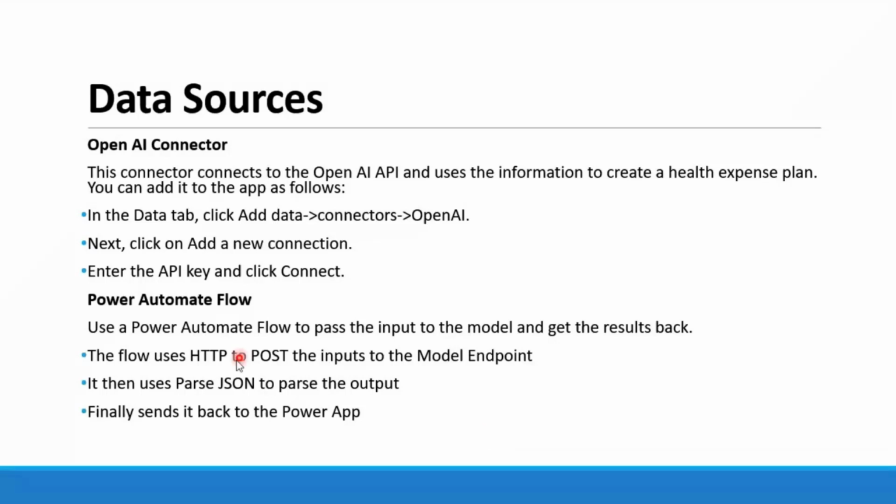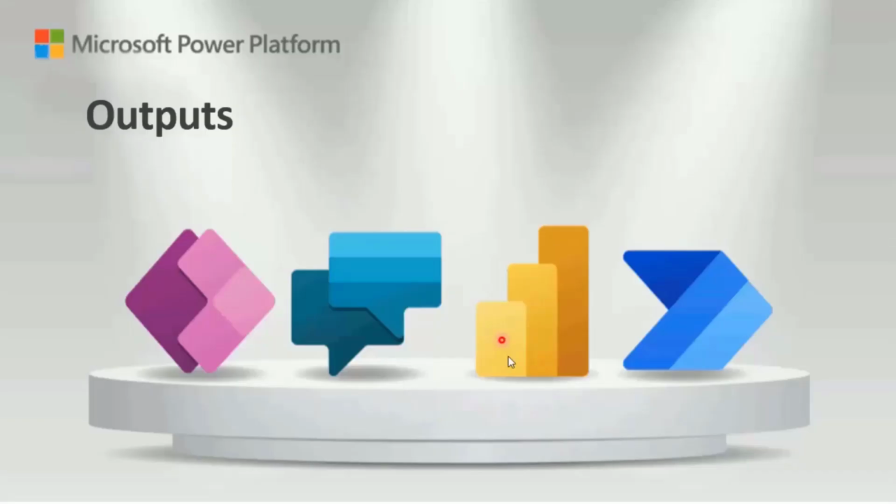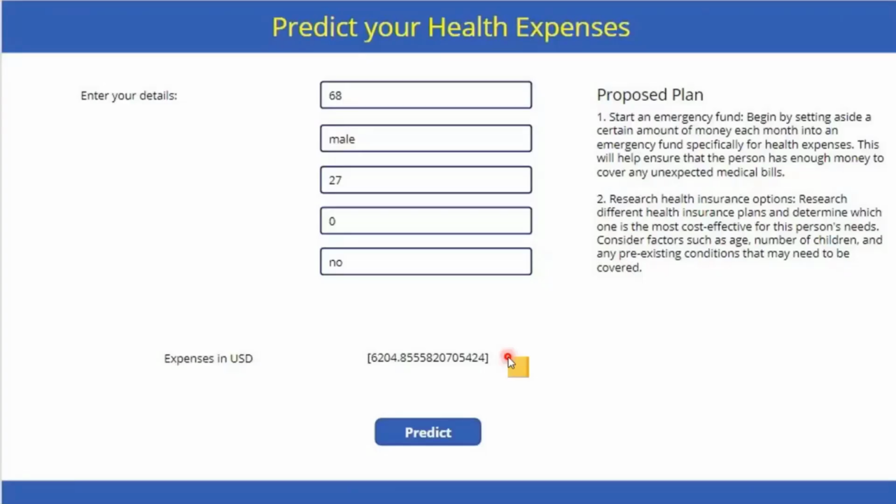And after that, it sends an HTTP request to the model endpoint, gets the input, passes a JSON, and that output is then passed back to the Power App to be used and shown in the app. So how will the screens look, like the results? For example, I provide these parameters to the Power App. Based on that, it predicts the expenses and creates a plan. So it suggests creating an emergency plan and having your health insurance.